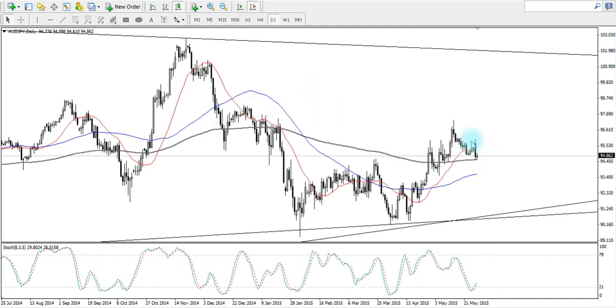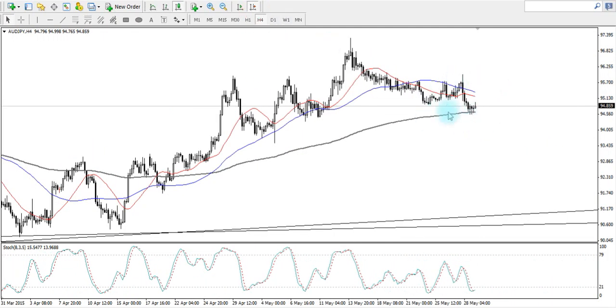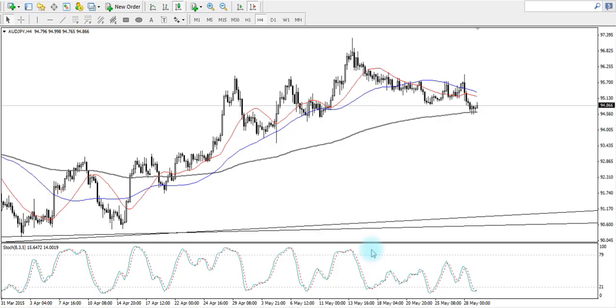And in the daily chart, it is being supported at the 200 moving average, while at the same time in the 4-hourly chart, it is also being supported at the 200 moving average. So we are just waiting for some confirmation here before we go for a long opportunity. And of course, with the stochastic oscillator at the oversold zone. So that's for the Aussie against the Japanese yen.